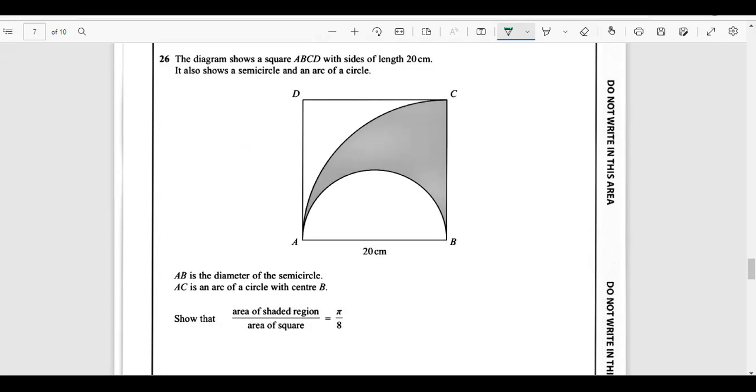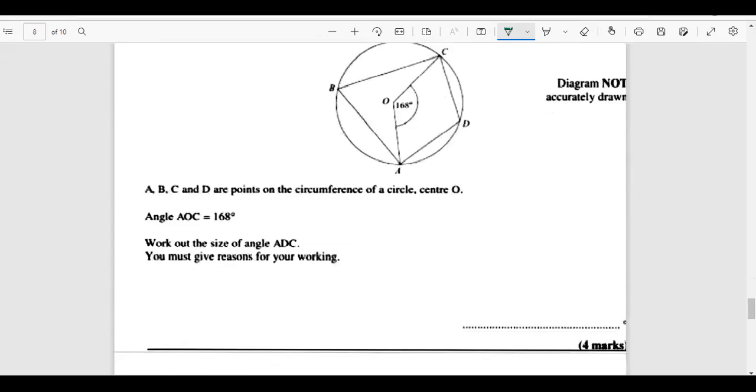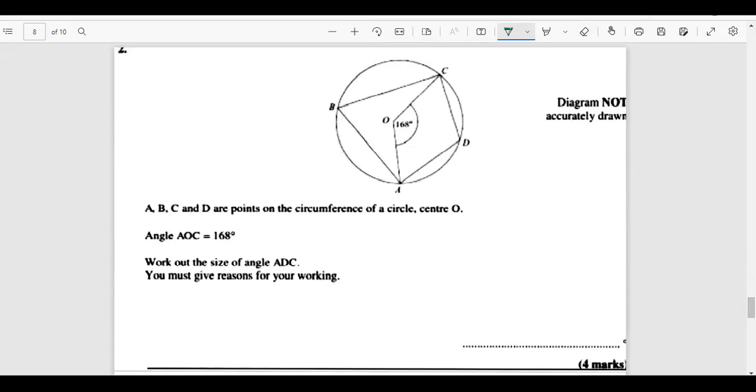So this was the 26th question. Let's talk about the next one. Let's talk about circle theorems now. It says ABCD are points on the circumference of a circle with center O. The angle AOC is 168. Work out the size of angle ADC. You must give reasons for your answer.